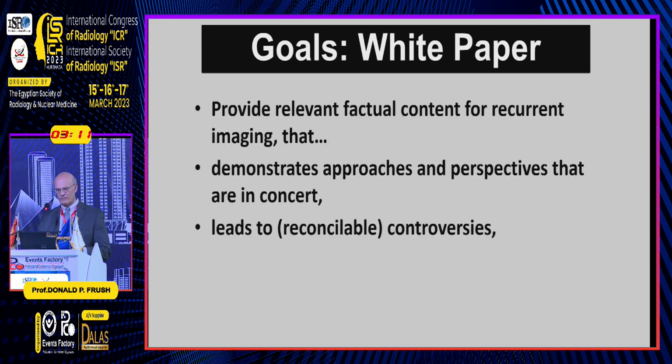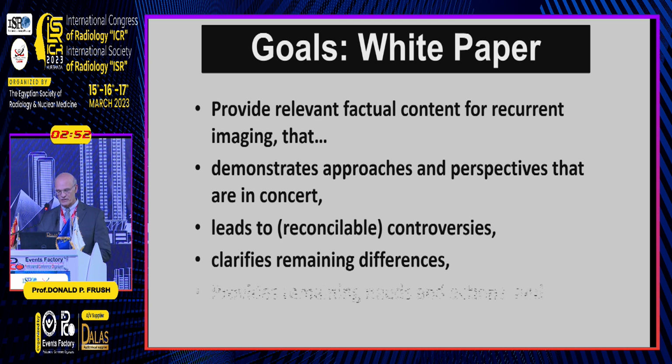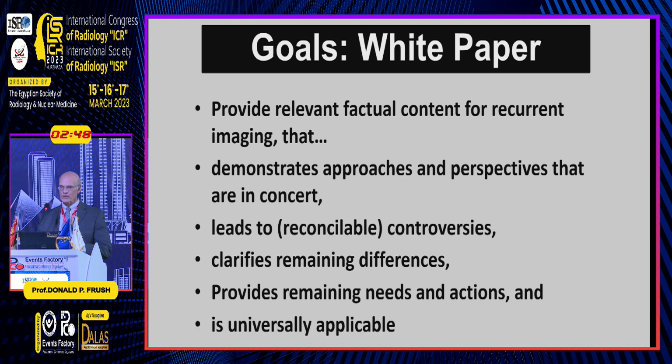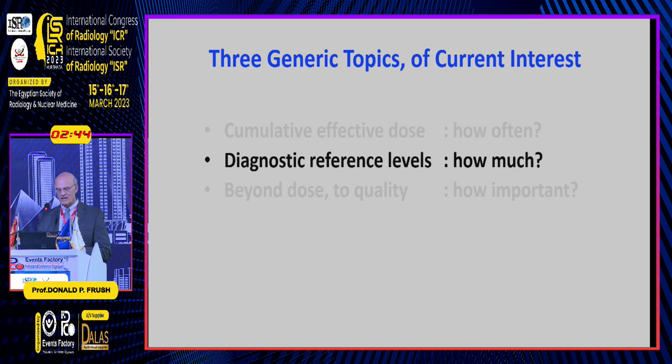And for the white paper for this, again, we're going to provide factual comment, the approaches and perspective that we agree on, those differences that are potentially reconcilable between major organizations and professional bodies, what differences remain, and what significance those differences might be, and then provide remaining needs and actions for things that are universally applicable. So stay tuned. The next, diagnostic reference levels.